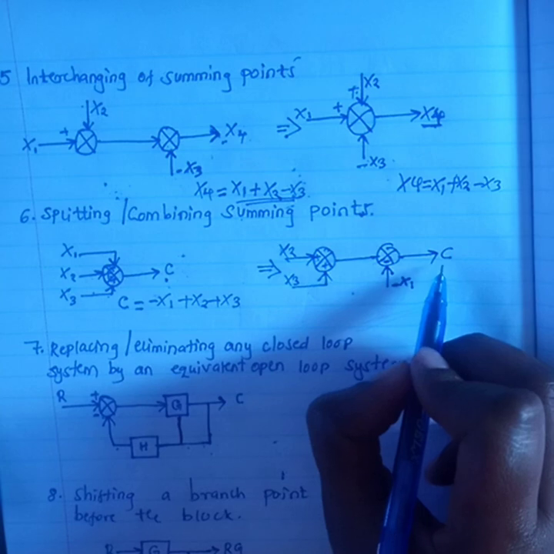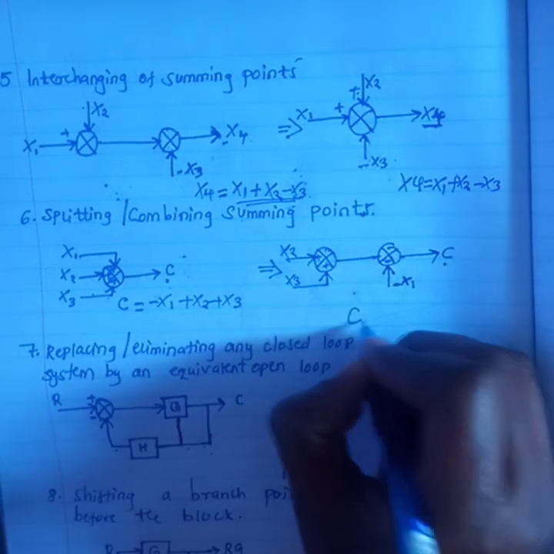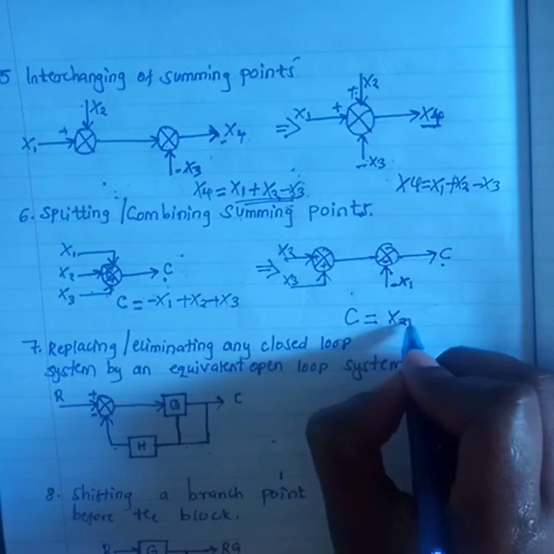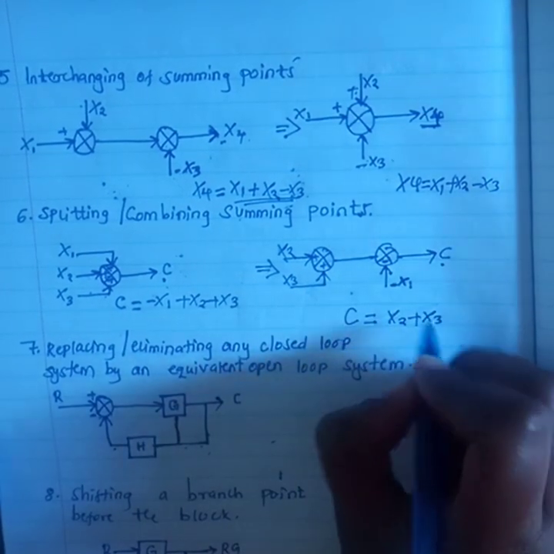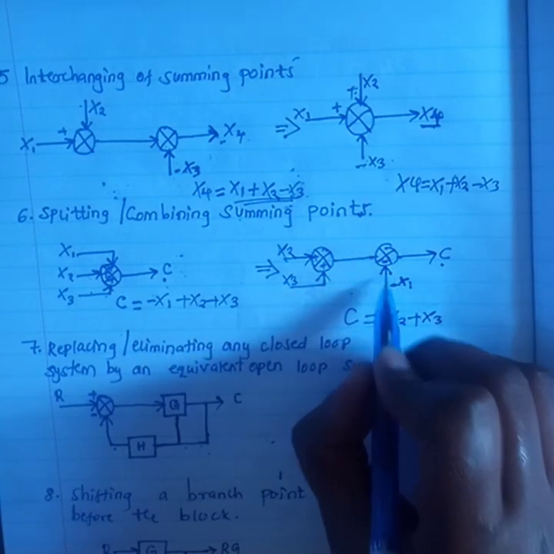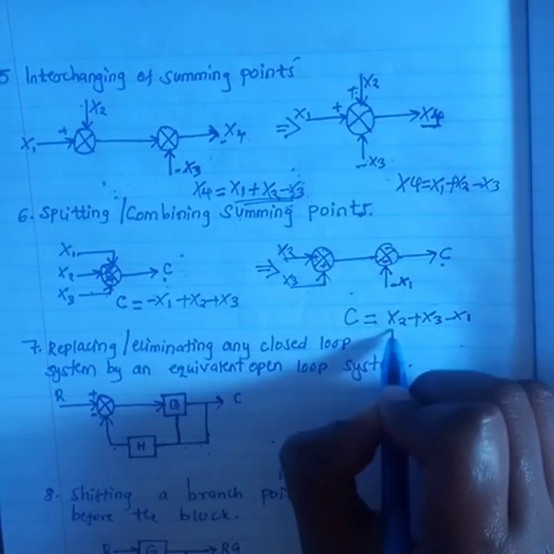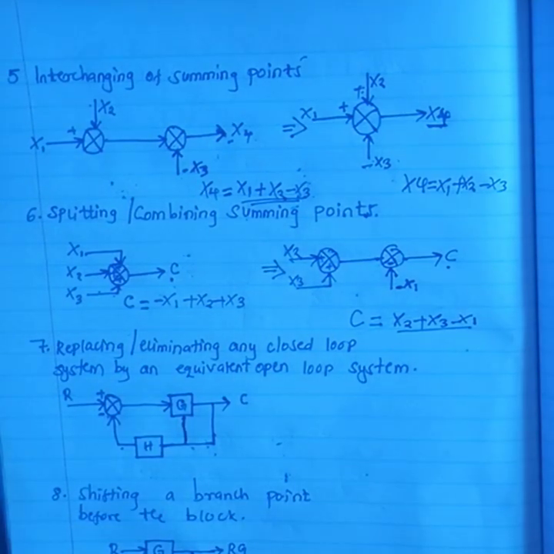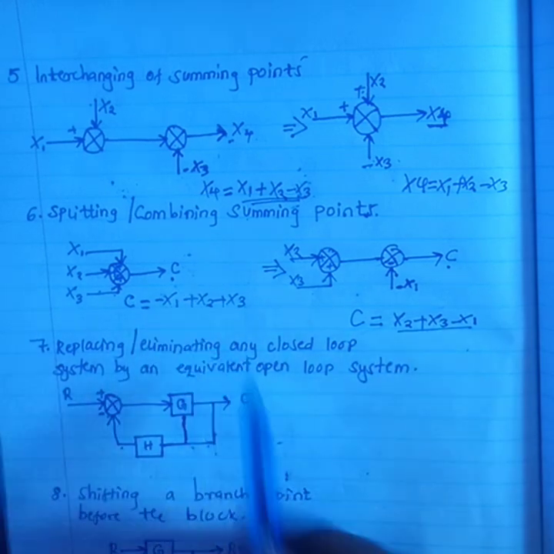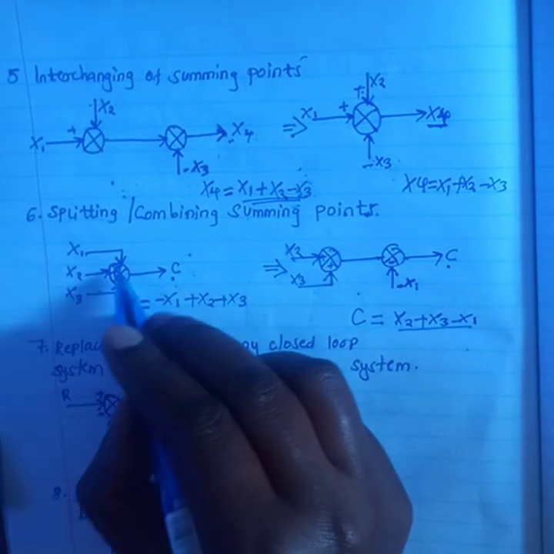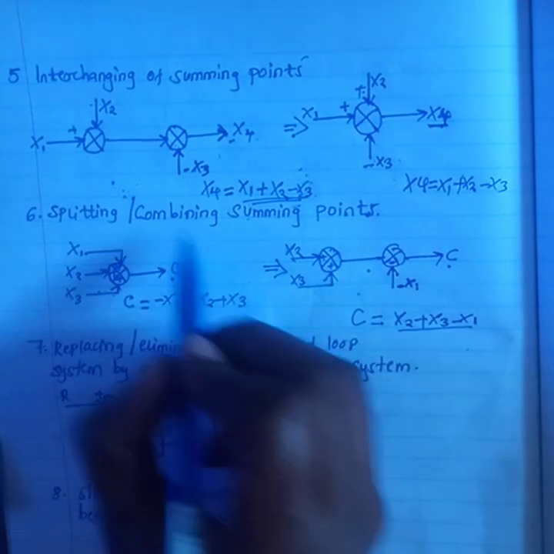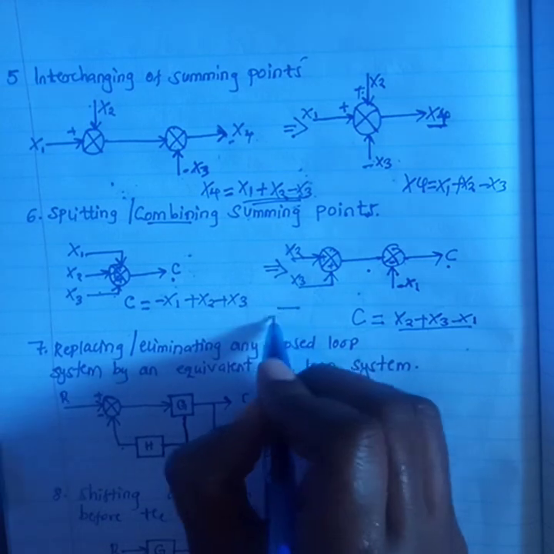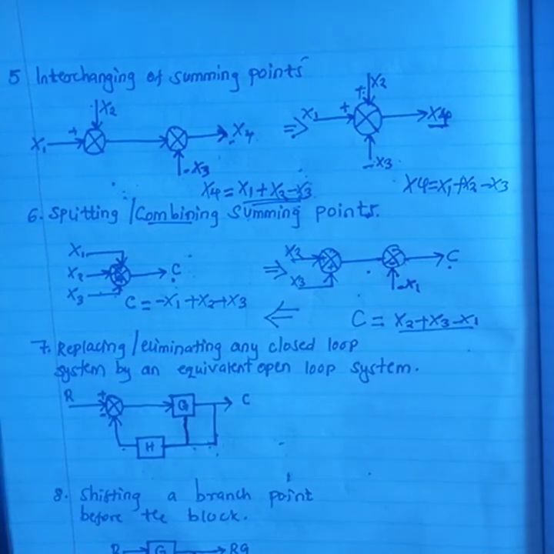So if you want to get the output C, then I'll have C is equal to x2 is positive, so x2 plus x3 is positive. When it comes to this summing point, I'll have minus x1, which is negative. We have that. So you still find that the output for the two of them is just the same. So you can split this summing point to be like this, or you can combine this diagram to be like this. So it's just the same as having something like that.